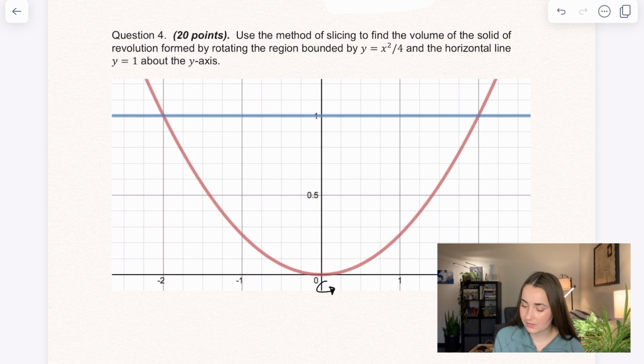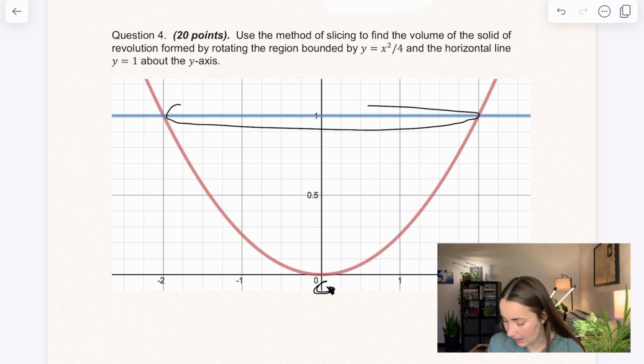We want to use the method of slicing to find the volume of the solid of revolution formed by rotating the region bounded by y equals x squared divided by 4, so we can see that's the red function, and the horizontal line y equals 1 about the y-axis. So I already drew it out here. We're going to be rotating around the y-axis. So we would end up with a bowl-looking thing that looks like that, right?